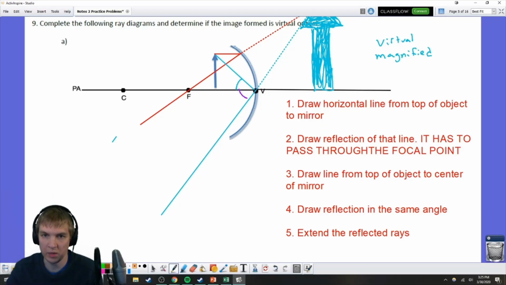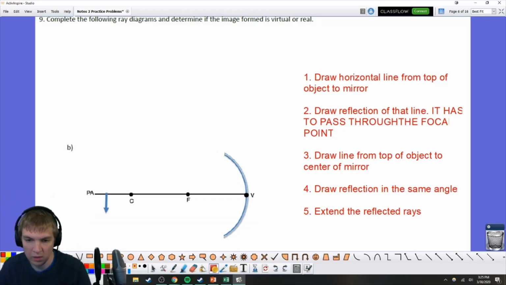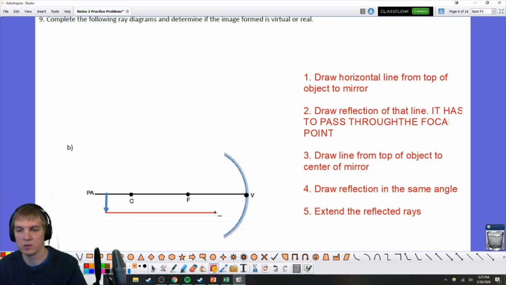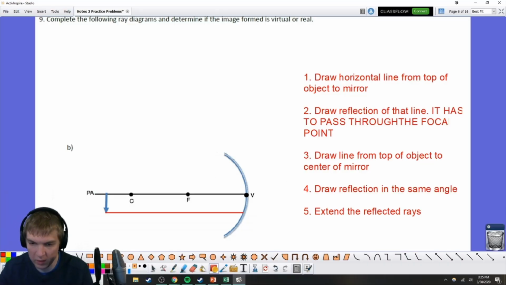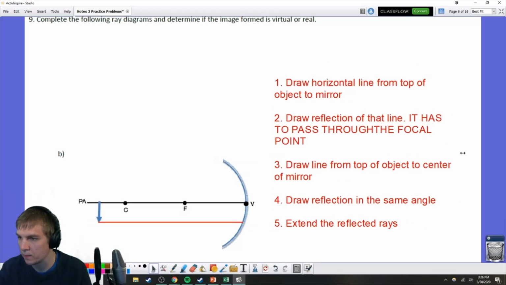Let's try 9B. 9B is going to follow the exact same rules. Complete the following ray diagram and determine if the image formed is virtual or real. So let's do the same thing. The first step is draw a horizontal line. I'm going to do that one in red from the top of the object. Notice that the top of the object is now pointing down, going the opposite way. It's a horizontal line from the top of the object. So that means that the reflection, step 2, has to pass through the focal point. And once again, the letters got cut off here, so let me try to fix that. There we go.